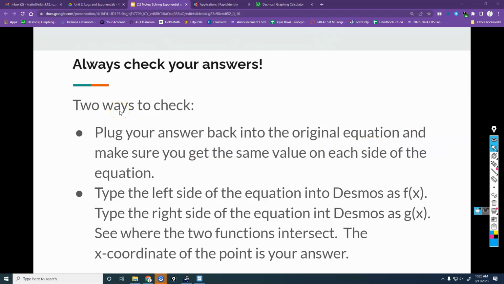All right, so there are two ways to check your answers, and I want you guys to always check your answers on these because there will be a few where we get extraneous solutions. Those extraneous solutions are solutions where we did everything right, but the answer doesn't work. So I'm going to stress using Desmos because the way that we're going to check on Desmos works for any equation, no matter what type of equation you are using.